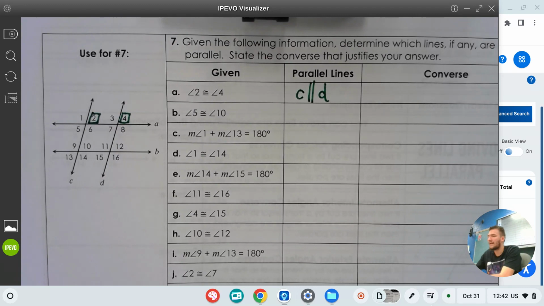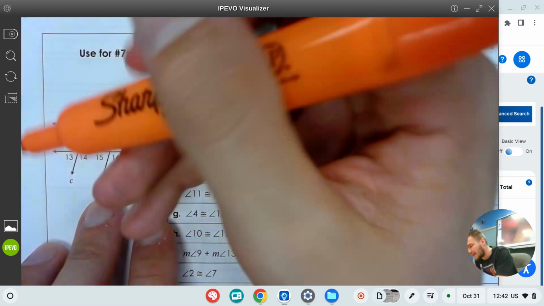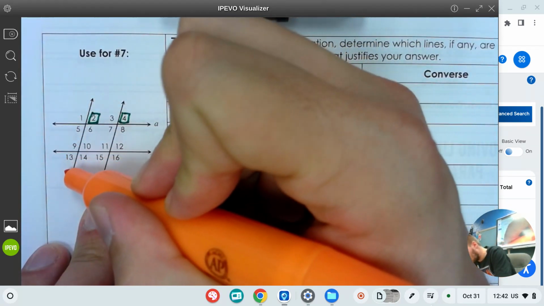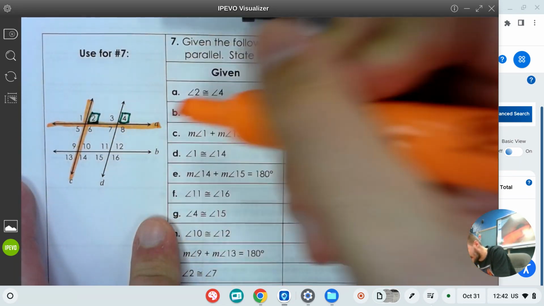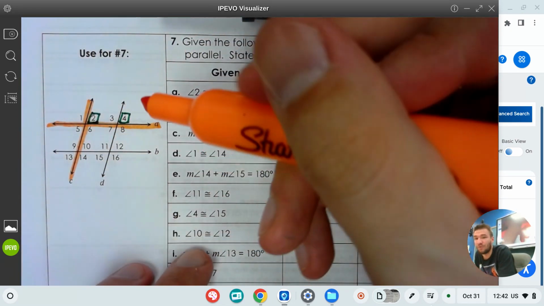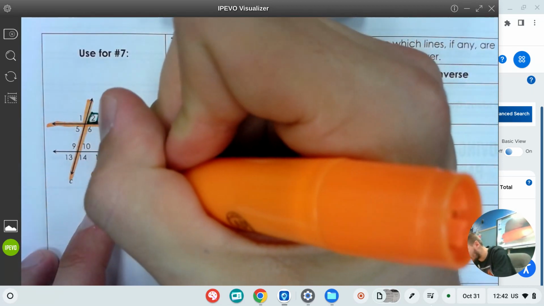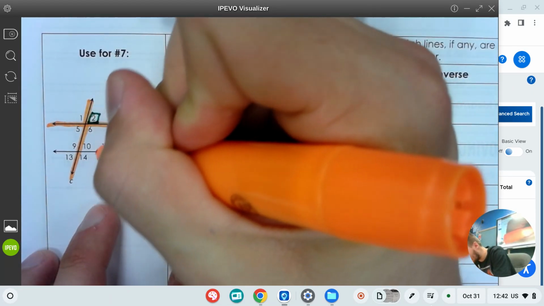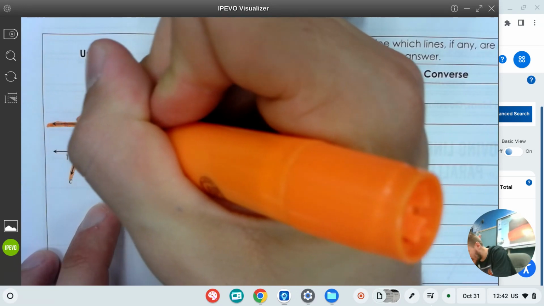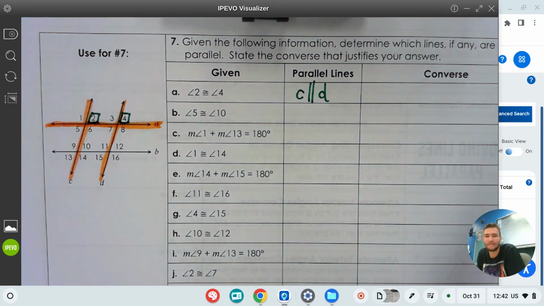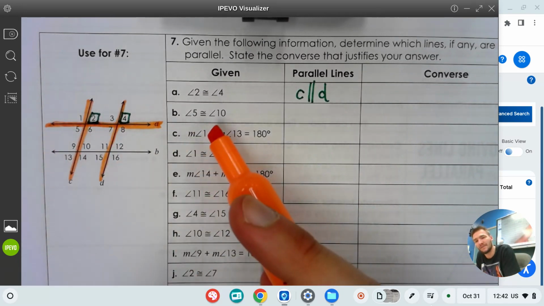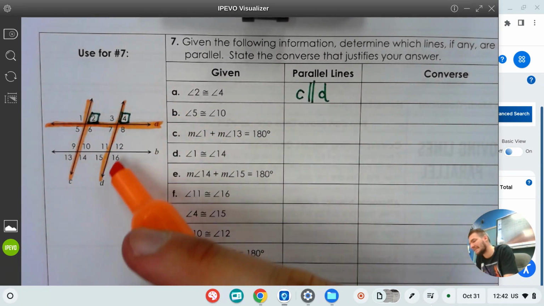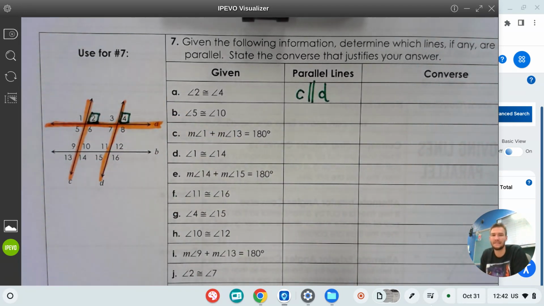What do you think? It is line C is parallel to line D. Where does that come from? For 2, it's touching A and C. For 4, it's touching D and A. A is the transversal that has crossed the two lines. C and D are guaranteed to be parallel now.